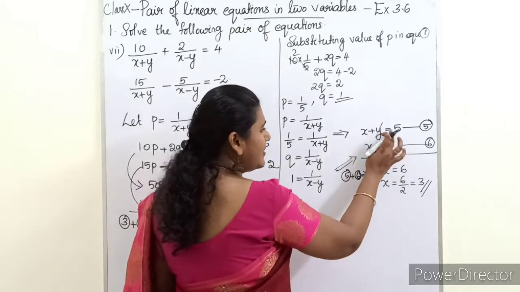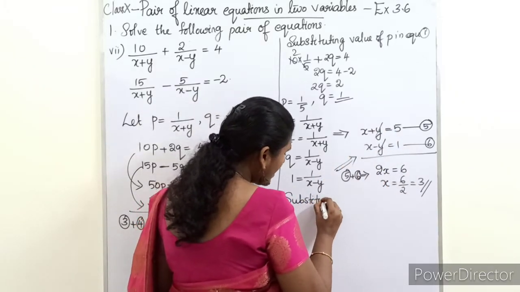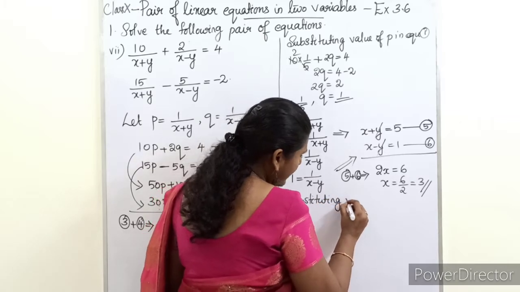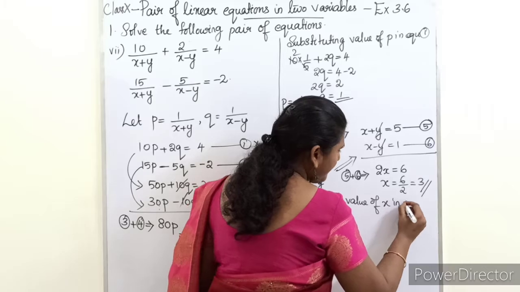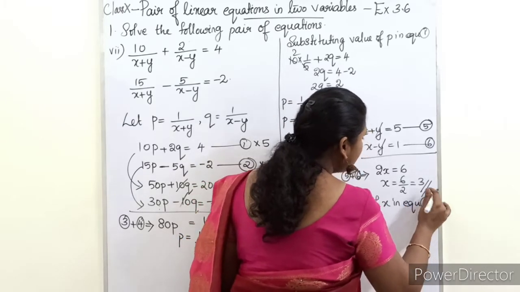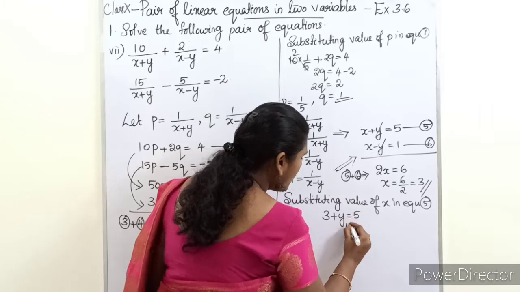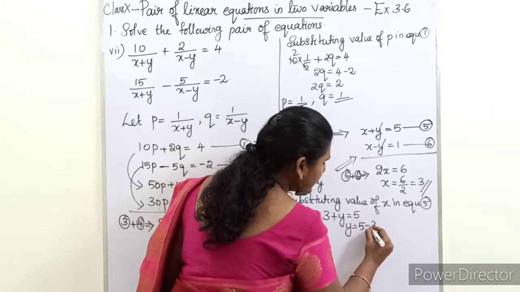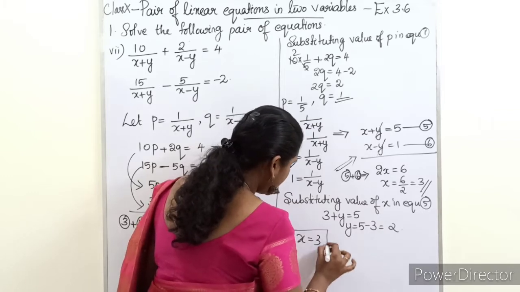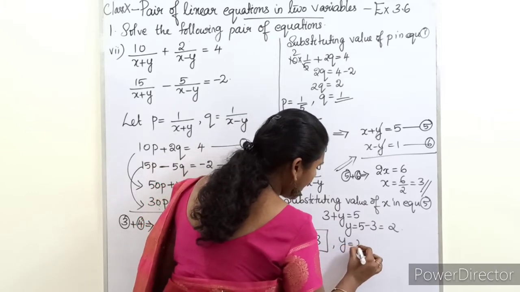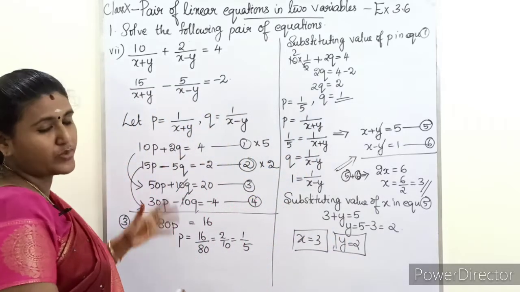Okay. This value we will substitute in 5. So substituting value of x in equation 5. So we will get here 3 plus y is equal to 5. So y is equal to 5 minus 3 is equal to 2. So we got the value, x value as 3 and y value as 2. So this is the solution of the given pair of equations.